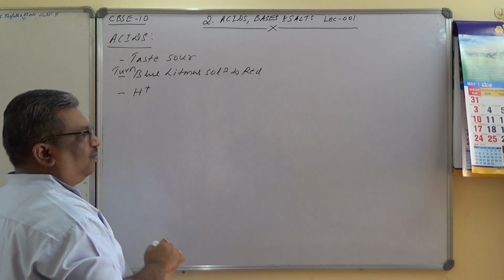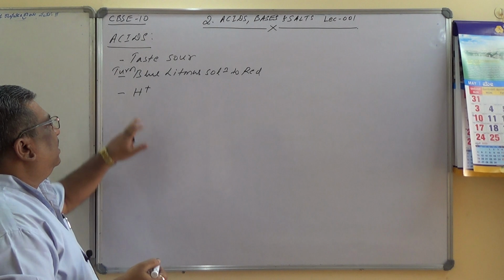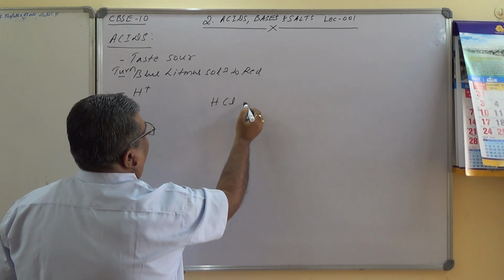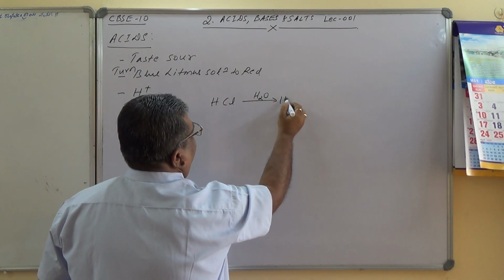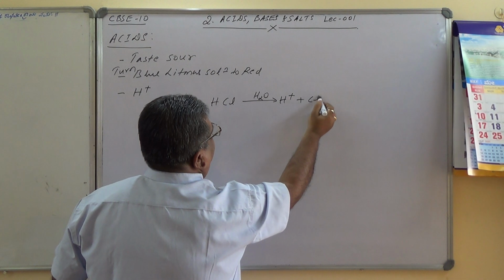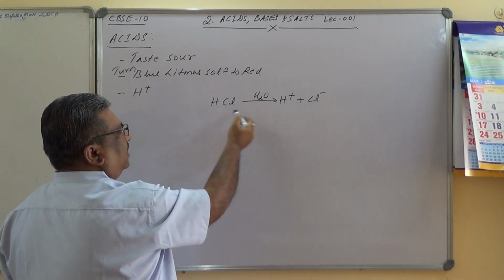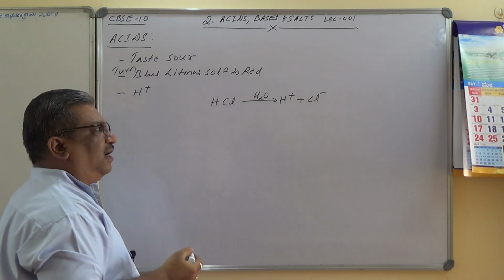What I mean by aqueous solutions is that when you dissolve these in water, they will release H plus ions. So for example, here I will take HCl. What happens in the presence of H2O for HCl? It will give you H plus ions plus chloride ions. Understood? In water, it will split into H plus ions and chloride ions. H plus ions are called hydrogen ions.